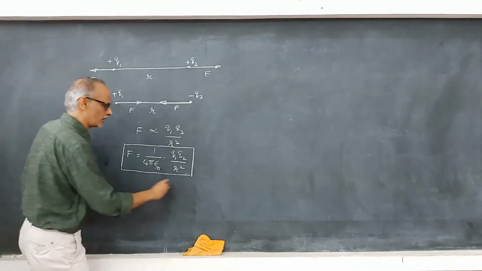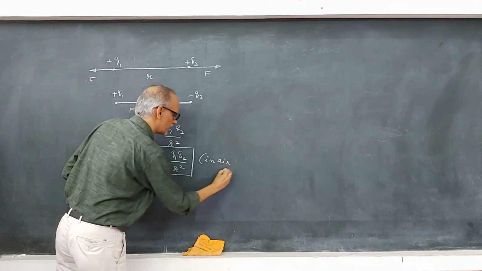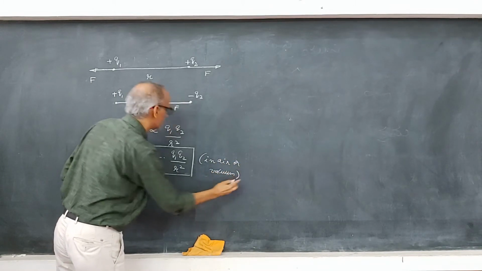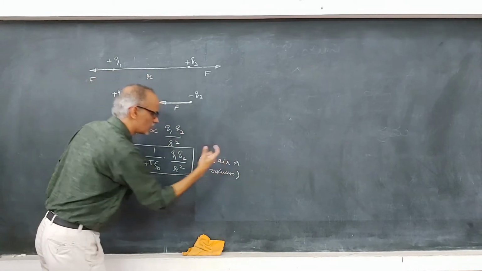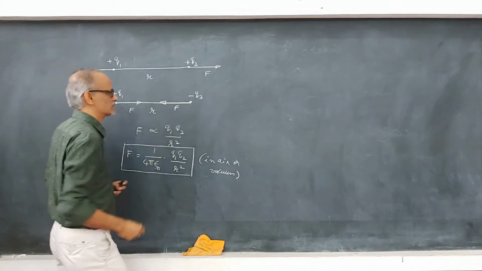And when we write this equation, this is in air or vacuum. Now, what do you mean by air or vacuum? That is, the space between the two charges is filled with air or vacuum. Imagine if there is a medium in between the two charges.